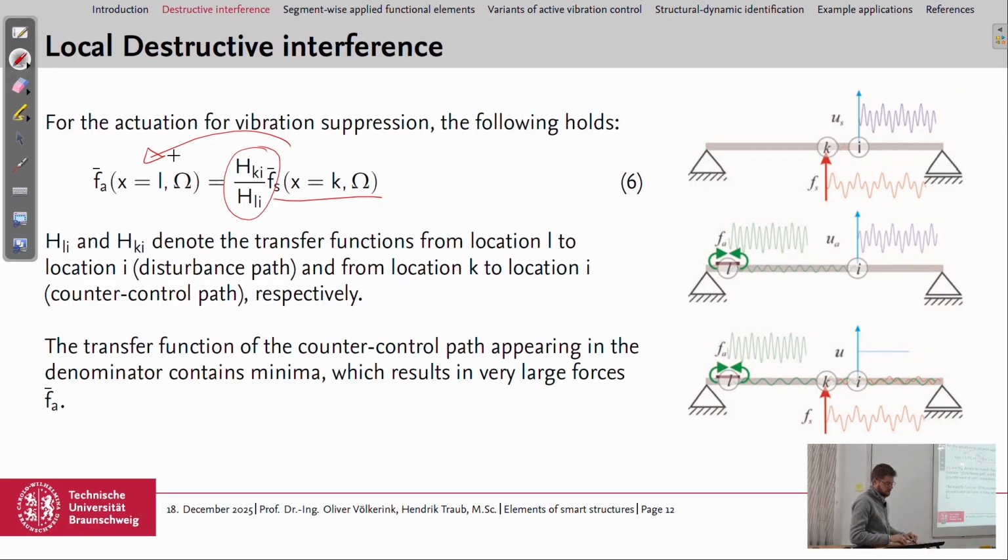So we need two transfer functions, one from the location L to I, which is the disturbance path. So this, no, it's the other way around, I think. So this is from K to I, the disturbance path. And we have the counter control part from L to I. It's a typo here. This should be K, and this should be L.